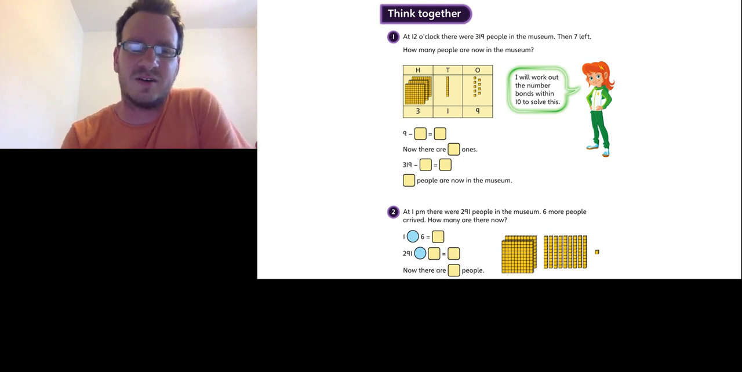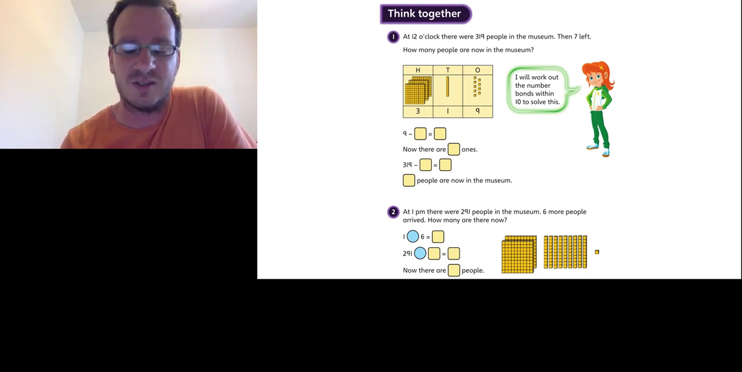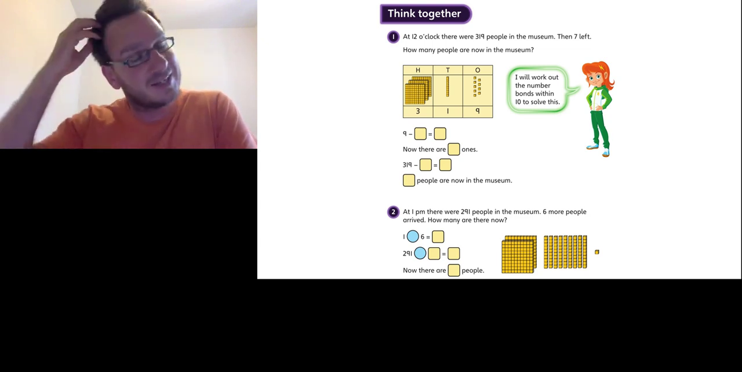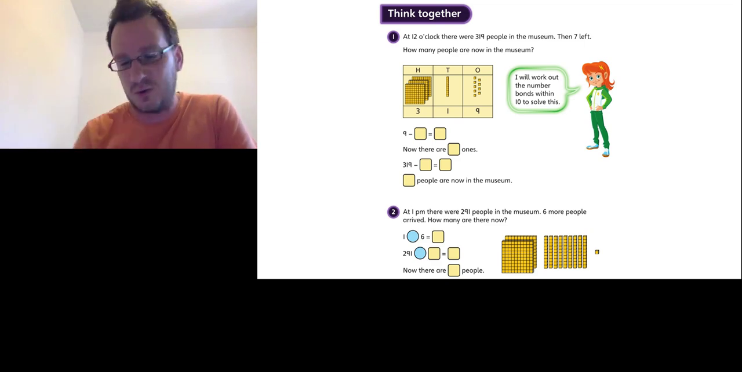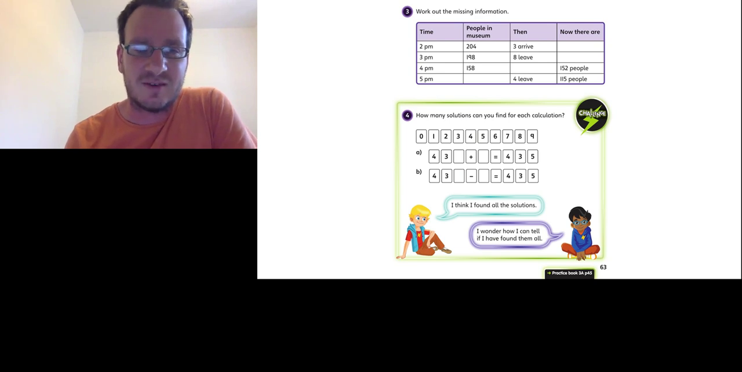319 subtract 7, and the number bond I want them to be able to use is 9 subtract 7. This one here, 291, the number bond is 1 plus 6 that I want them to be able to use and identify. So in my head as a teacher, I've constantly got that right. This is the core of what I want them to learn today. Think together 3 and think together 4.